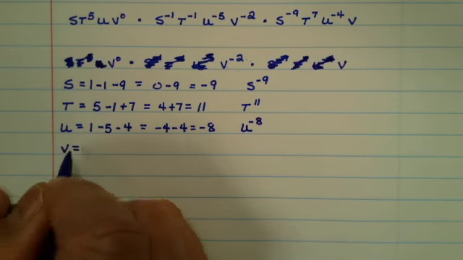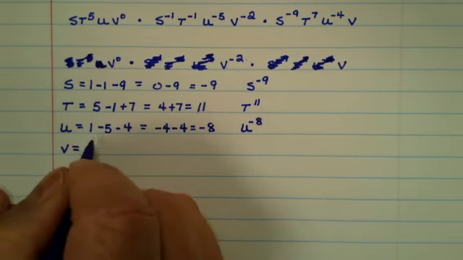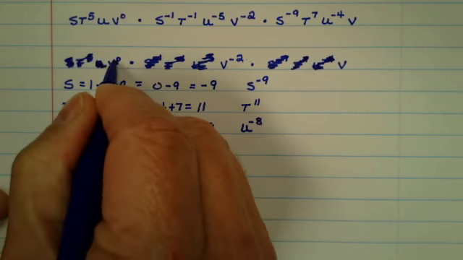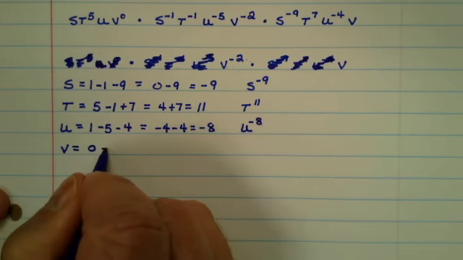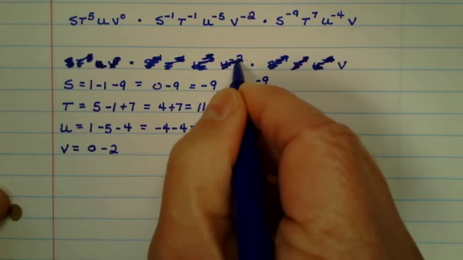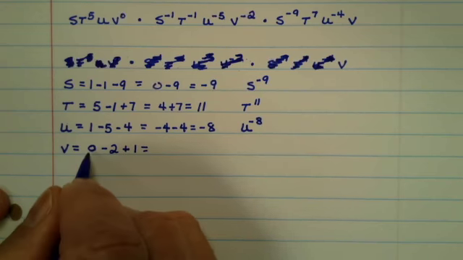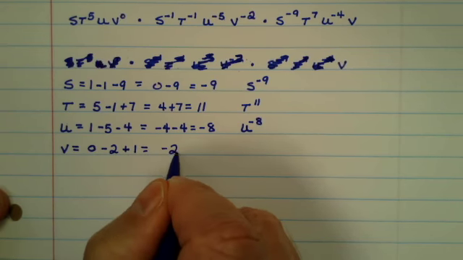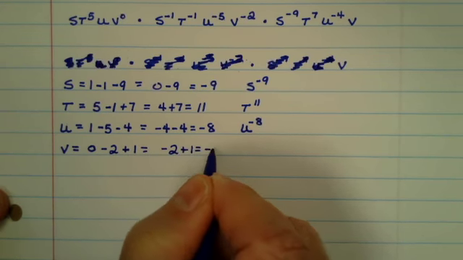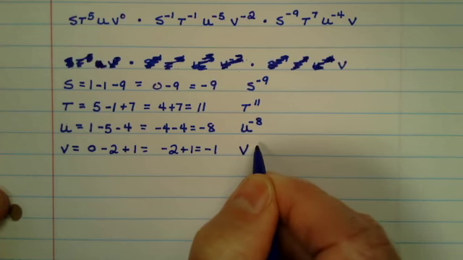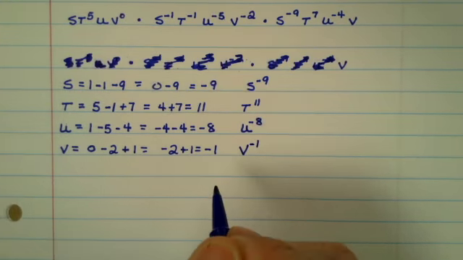The last one is v. Exponent on this v is 0. Mark through that one. Exponent on this v, negative 2. Mark through that one. Exponent on that v, positive 1. 0 minus 2 is negative 2, and negative 2 plus 1 is negative 1. The exponent on that v is negative 1.